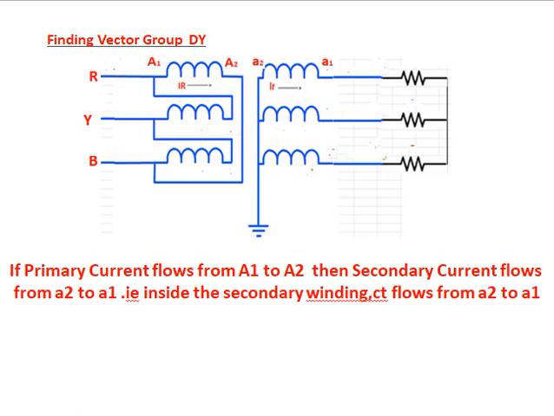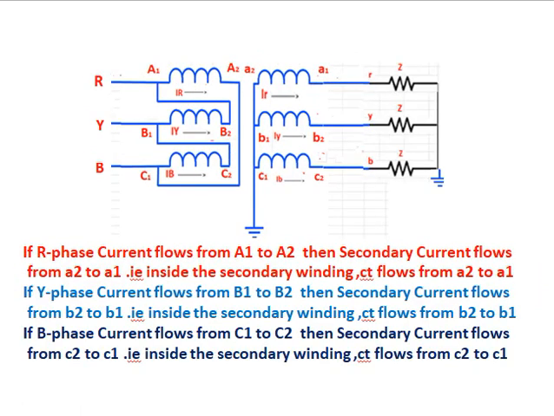So the winding terminals: if primary current flows from A1 to A2, then secondary current flows from small letter A2 to A1. That is, inside the secondary winding, current flows from A2 to A1. If R phase current flows from A1 to A2, then secondary current flows from small a2 to a1. If Y phase current flows from capital letter B1 to B2, then secondary current flows from B2 to B1. That is, inside the secondary winding, current flows from B2 to B1.